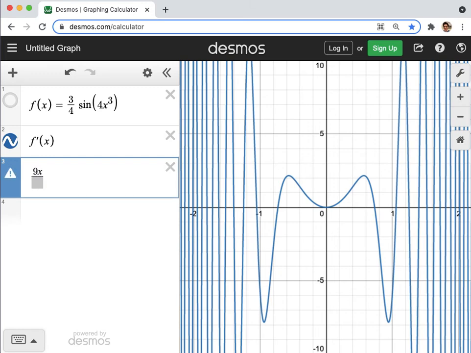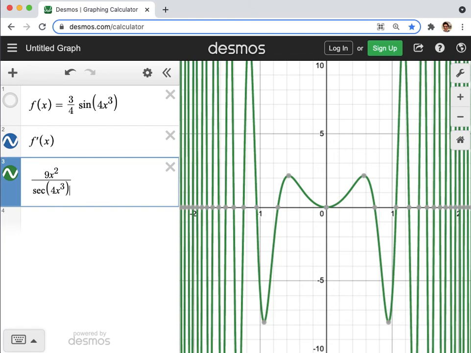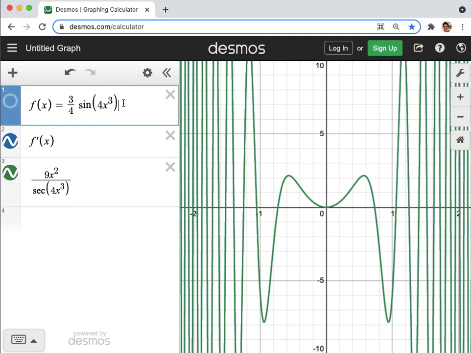So I'm going to compare that to 9x squared over the secant of 4x cubed. If those two things are the same thing, that means I'm correct. The derivative of my answer is the original integrand. Of course, I could put plus any number here. It doesn't change what the derivative is. That's the whole point of plus c.